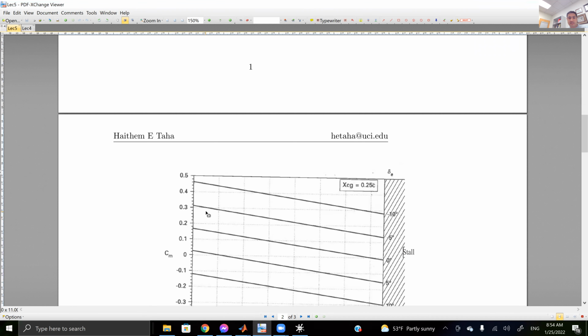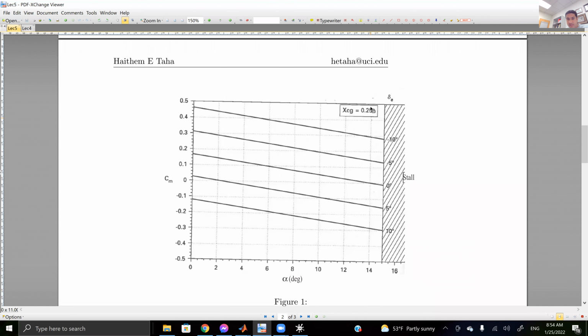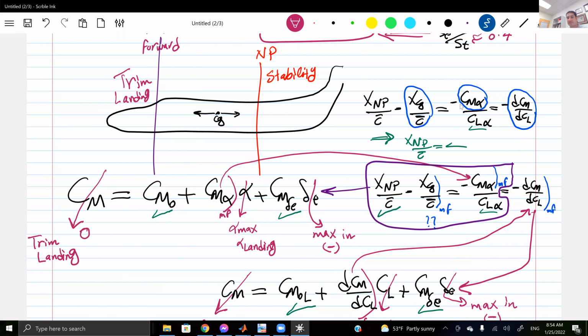Look at this. We're always given some CM versus alpha characteristics, and it never comes unspecified. It also always comes with a stamp for the CG, right? So for this equation, I have this CM alpha at a particular CG, and we're given the CL alpha, so I'm done. I can get the neutral point. And once I get it, it is fixed irrespective of the value of the CG. I use the particular value for the CG to get it, but it's still independent of the CG. If the CG travels, this will change and this will change accordingly, and the neutral point will remain the same. All right?